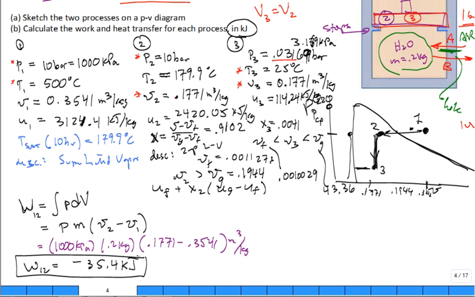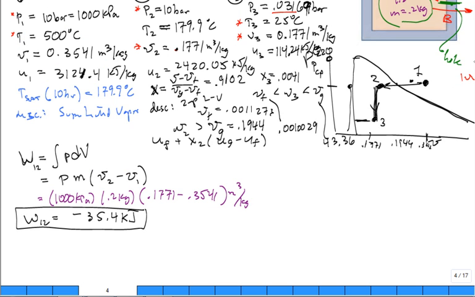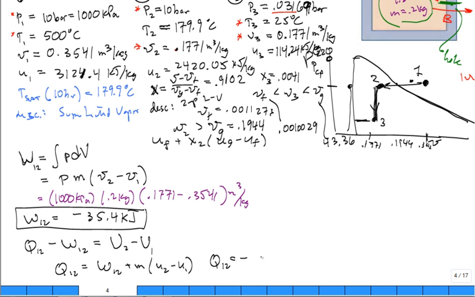Make sense? Now the heat transfer, the Q, we do a first law analysis. So we say, okay, Q 1 to 2 in minus the work 1 to 2 out is equal to U2 minus U1, neglecting changes in kinetic and potential energy. True? So Q 1 to 2 is going to be, let me write it up. I'm running out of room. It is the work 1 to 2 plus the mass times the lowercase u2 minus u1. And we have all of those u1, u2 values. And let me just say that Q 1 to 2 is a negative 176.3 kilojoules.